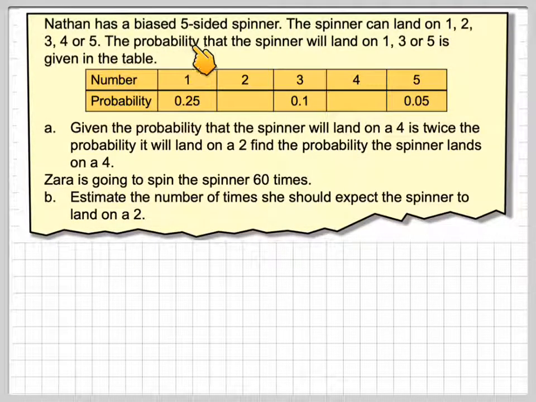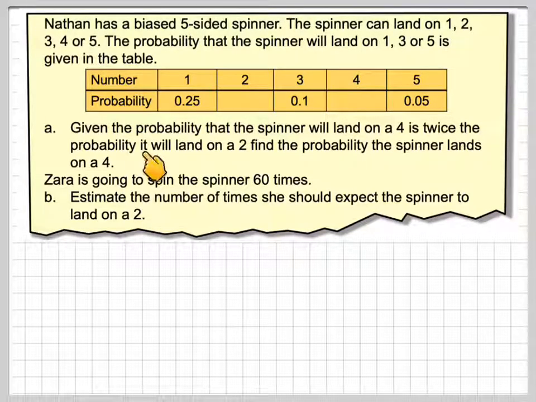Nathan has a biased five-sided spinner. What we mean by biased is that all the probabilities will not be the same for each of the possible outcomes. So the spinner can land on a 1, 2, 3, 4 or 5. The probability that the spinner will land on a 1, 3, and 5 is given in the table.